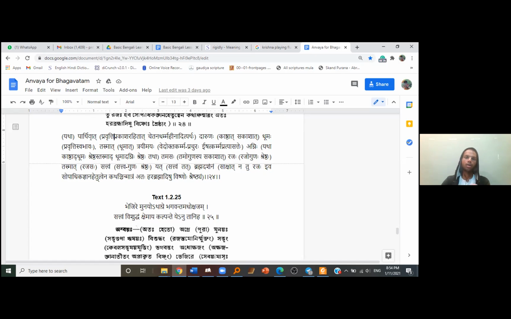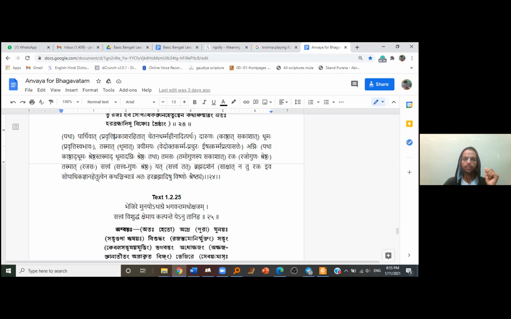Like from earth comes tree, and tree is equal to wood, and from wood, when we burn it, comes out the dhuma, the smoke. So tasmat dhumat, from that smoke, trayīmayaḥ agniḥ. Trayīmayaḥ is equal to vedokta karma prachura, ishat karma pratyasatteḥ. Yathā kāṣṭhāt dhūmaḥ śreṣṭhaḥ, tasmāt dhūmāt agniḥ śreṣṭhaḥ tathā.